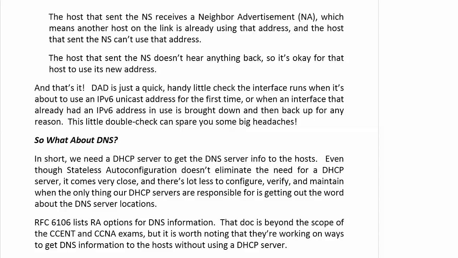But if the host that sent the neighbor solicitation message doesn't hear anything back, it says, okay, I didn't hear anything back. It's okay for me to use this new address. And that's really it. It's just a quick, handy little check. The interface runs it when it's about to use a version 6 unicast address for the first time, or when an interface that already had an IP version 6 address in use is brought down and then back up for any reason. So this little double check can spare you some big headaches. And again, it's an automatic procedure. We don't have to do anything to make that happen.